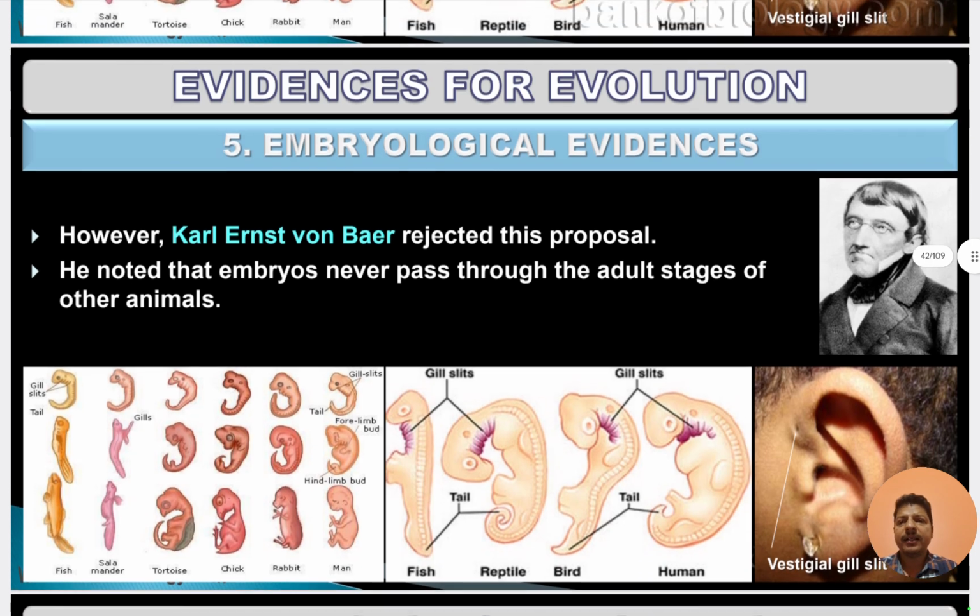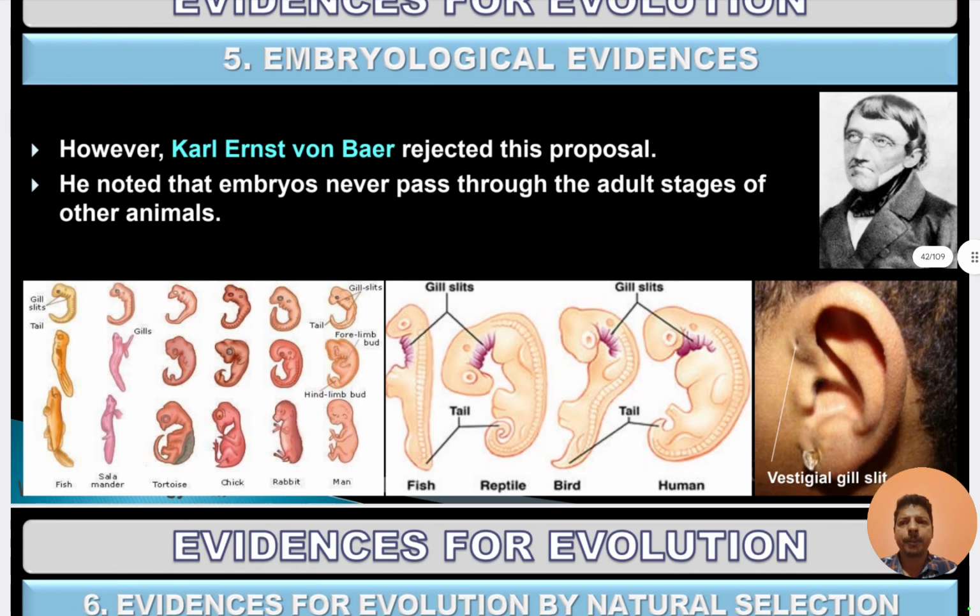Then, however, Carl Ernst von Baer rejected this proposal. He noted that embryos never pass through the adult stage of the other animals.